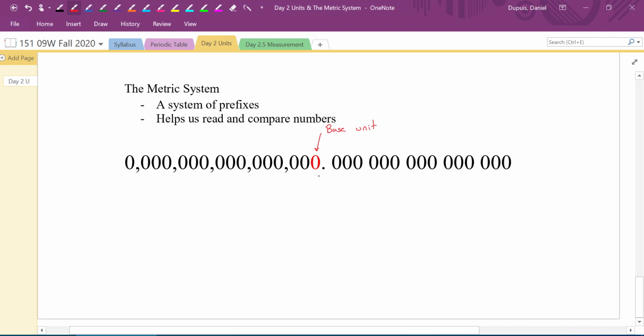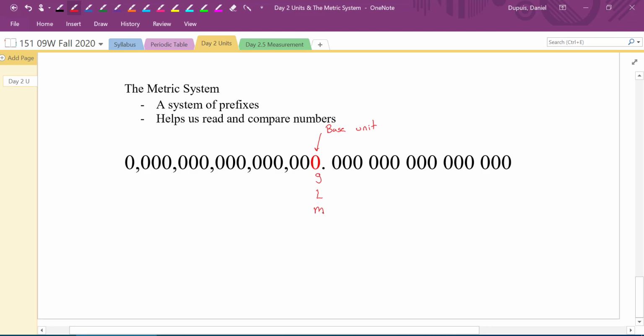This would be grams, liters, meters, anything you want to use. It can be bytes for a computer. It could be donuts. It doesn't matter what it is. It could be dollars. It does not matter. That's just the base unit.